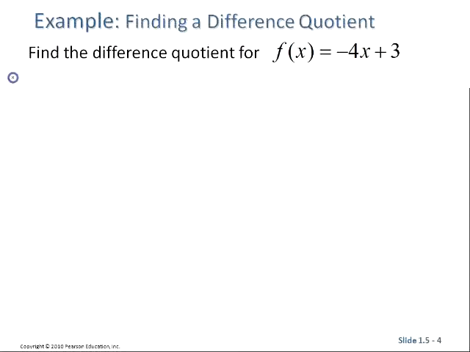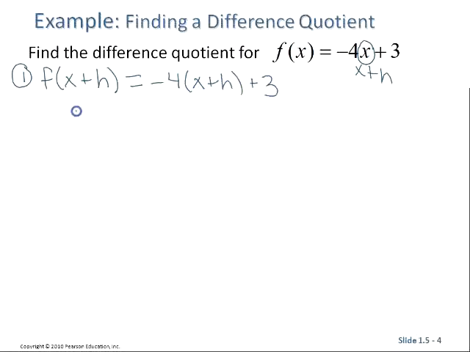Let's start with the linear function f of x equals negative 4x plus 3. Our first step is to find f of x plus h. So that means we're going to plug in x plus h everywhere we see the x in our function. So we have negative 4 times x plus h plus 3. I now distribute the negative 4 to give me negative 4x minus 4h plus 3.